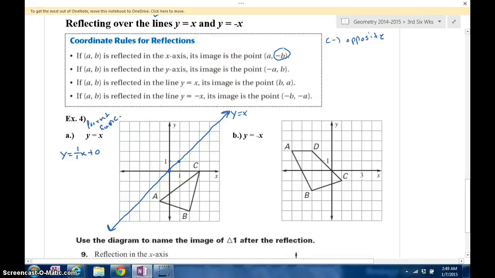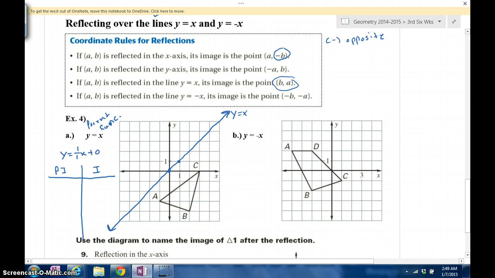So to reflect about this y equals x, you're going to use this rule, which is basically going to switch the a and b coordinates. In other words, you're going to switch the x and the y values. So one way to do this is you can get your pre-image coordinates, put them down, and then get your image coordinates and apply the rule.